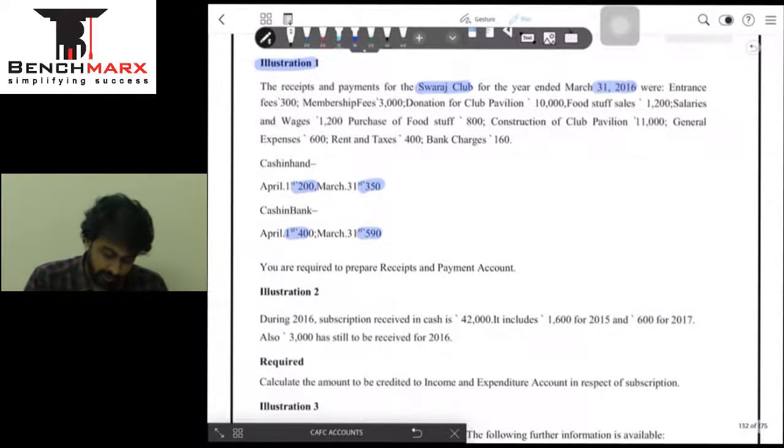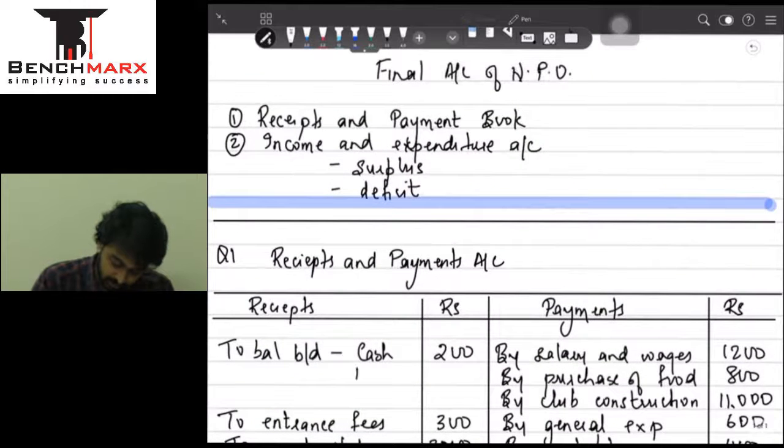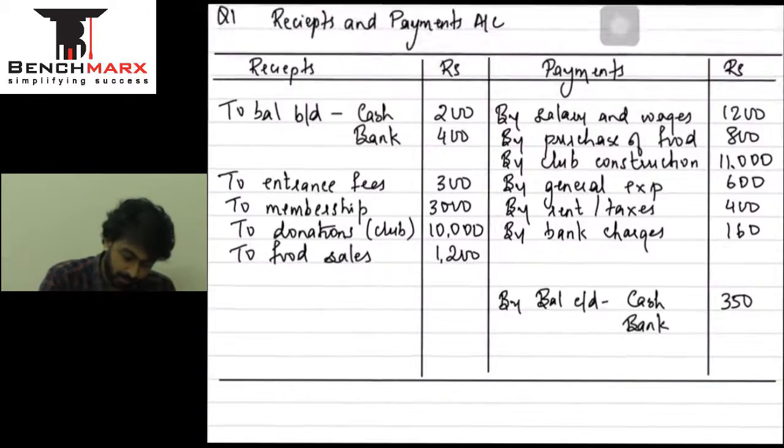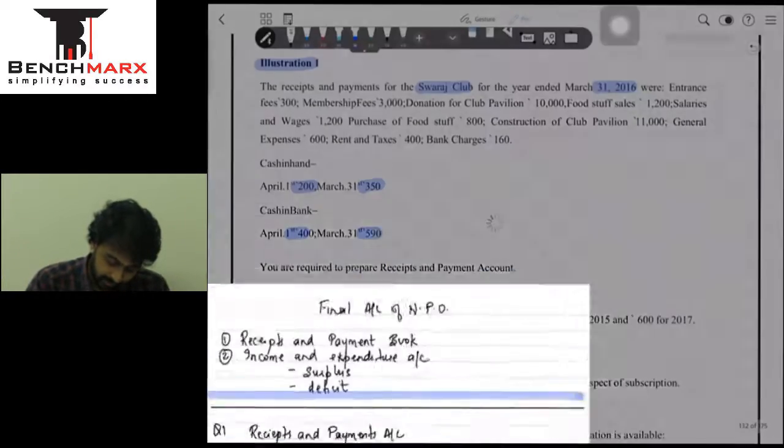Done. Then we have cash in bank 1 April 400. Opening balance, bank 400, and closing bank is 590.